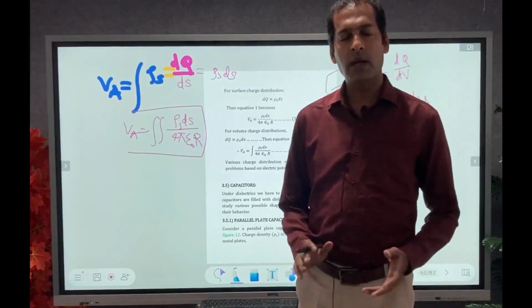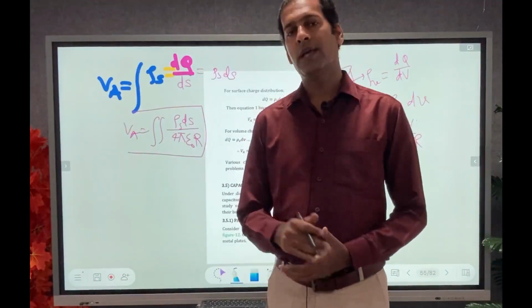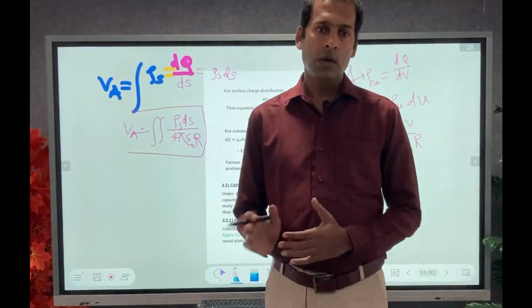Now in the next session we will start a topic called capacitors, and we will see what the capacitor types are and how important they are.